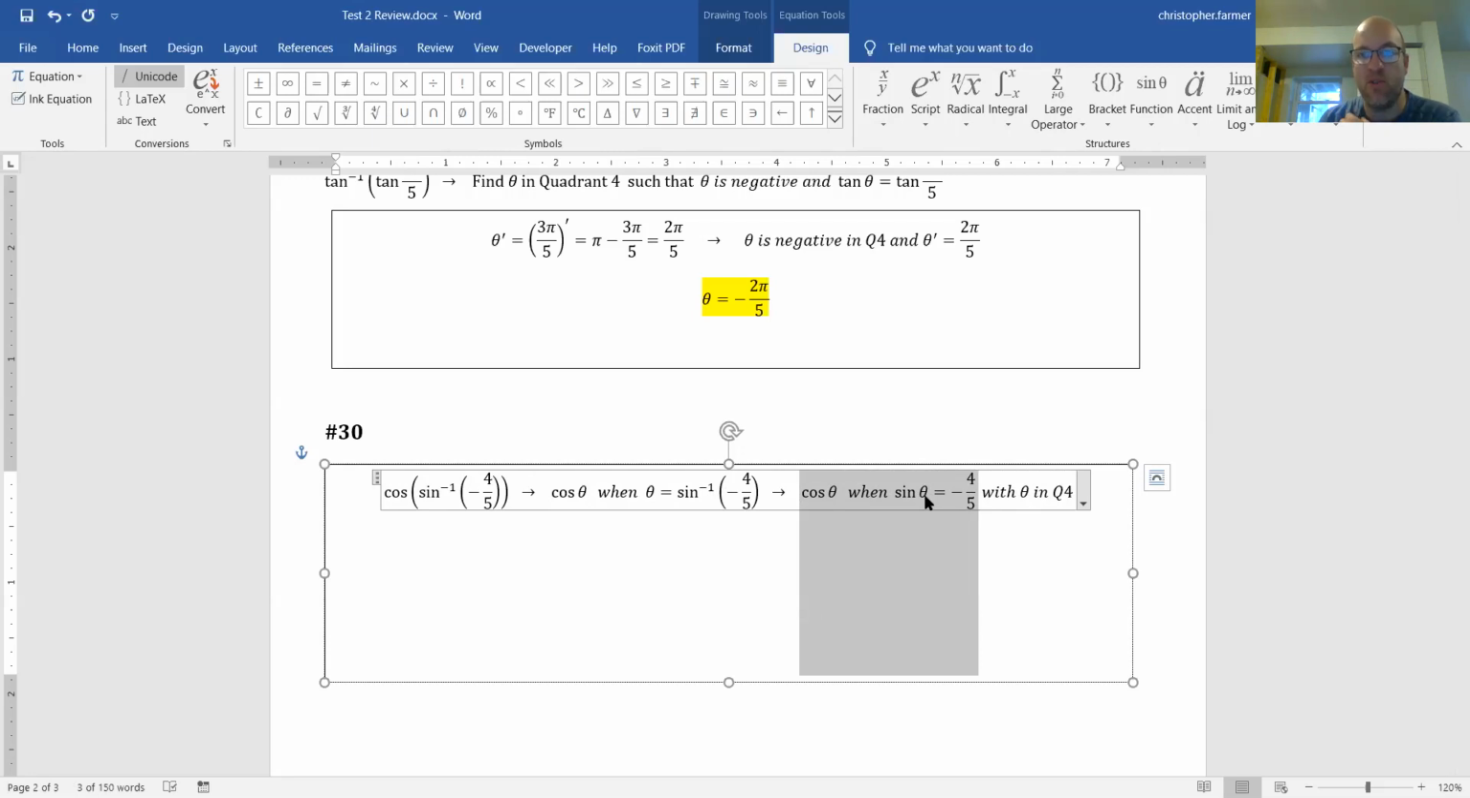It's been a couple of chapters, but we can go through here and just use the definition of sine to draw our right triangle in the correct quadrant. It needs to be in quadrant 4. Once we have that right triangle drawn in, it's just a matter of using Pythagorean's theorem to find the missing side and then use that to find cosine of theta.